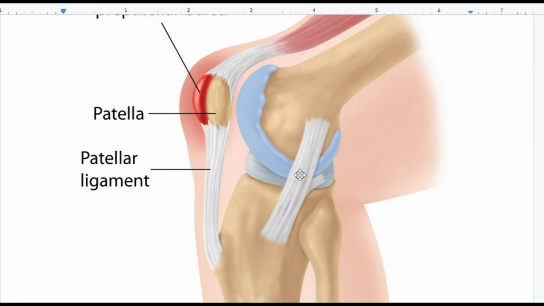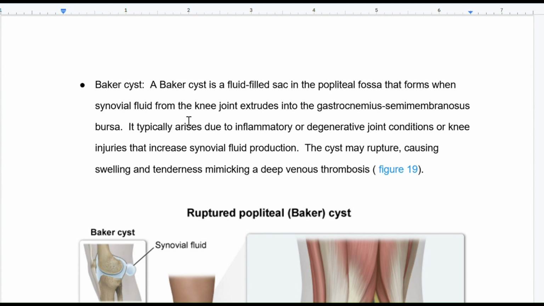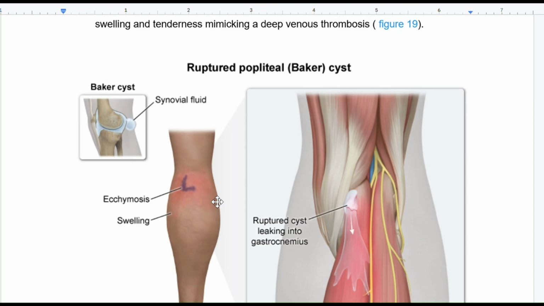Okay. Anyways. Baker cyst. A Baker cyst is a fluid-filled sac in the popliteal fossa that forms when synovial fluid from the knee joint extrudes into the gastrocnemius-semimembranosus bursa. It typically arises due to inflammatory or degenerative joint conditions or knee injuries that increase synovial fluid production. The cyst may rupture, causing swelling and tenderness, mimicking a deep venous thrombosis. See figure 19.